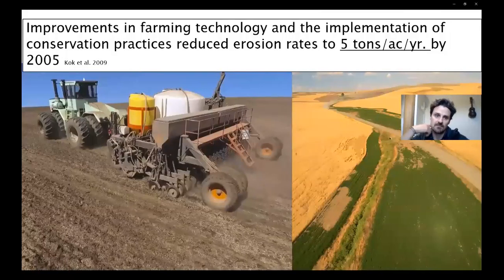Since the 1970s, advances in farming practices and technologies, such as no-till drills and direct seeding, and the implementation of conservation practices have reduced these erosion rates to 5 tons per acre per year, which is great. We've almost cut that in half, or by 400% in some cases. But if you think about 5 tons per acre per year and roughly 1.7 million acres in agriculture, that's still a whole heck of a lot of erosion entering our water bodies.